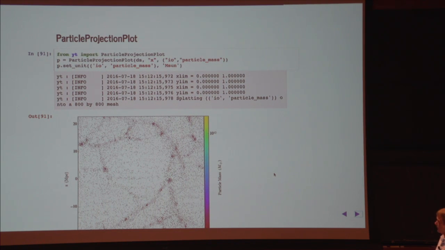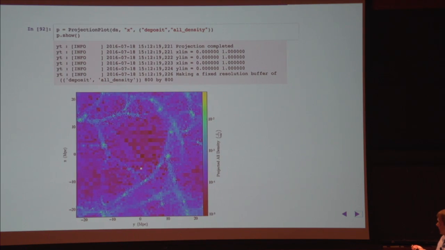And we also have different options for projecting particles. So we have a particle projection plot. Here we're projecting the particle mass. Essentially, this is a glorified scatter plot. What's happening here is that we're just throwing the points that correspond to the particles onto the plot, and then we're coloring them based on the mass of the point. So here we're looking at particle mass. You can see the dark matter component of the clusters forming at the filaments.